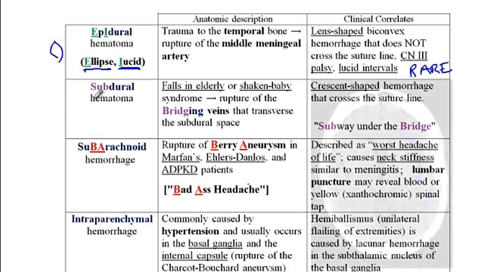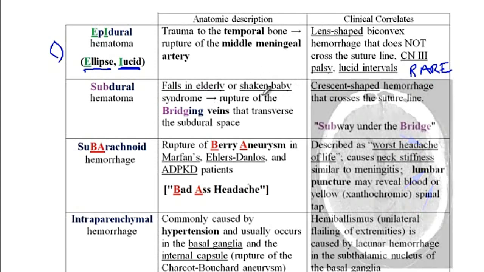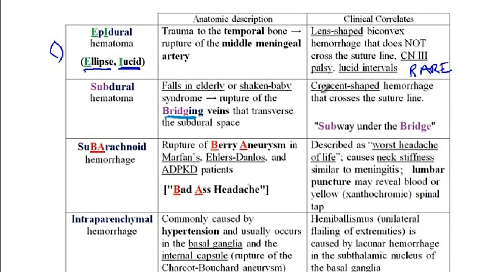Next, we have the subdural hematoma, which is more commonly seen in elderly patients since they have the brain atrophy, and so it will provide more space for the bridging veins to move around and get ruptured. So falls in elderly patients as well as shaken baby syndrome is associated with subdural hematoma due to the rupture of the bridging veins. And then the appearance of this type of blood is a crescent-shaped hemorrhage. Now the memory aid that I have for you is subway under the bridge. So subdural hematoma is due to the rupture of the bridging veins.